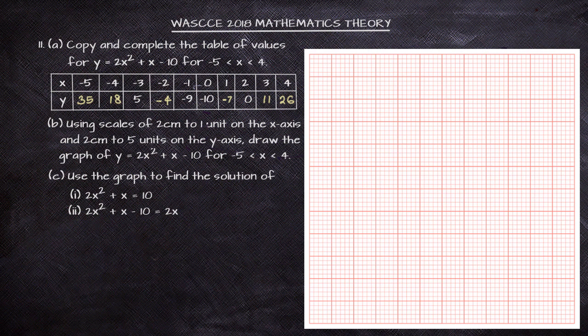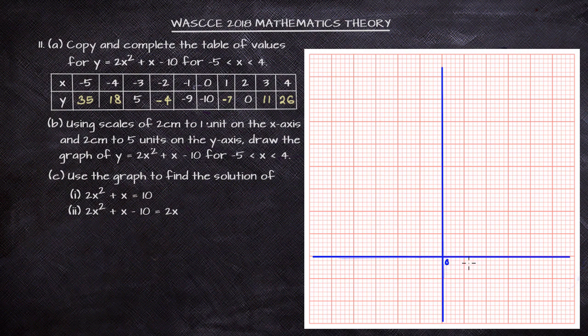We have to use scales of 2 cm to 1 unit on the x-axis and 2 cm to 5 units on the y-axis. And we have to draw the graph of y for the range of values minus 5 to 4. Now, the graph paper is divided into squares, and each of the squares is going to take some unit. I've looked at the graph and cited where my center line should be, so that it will be quite valuable to see on the graph.